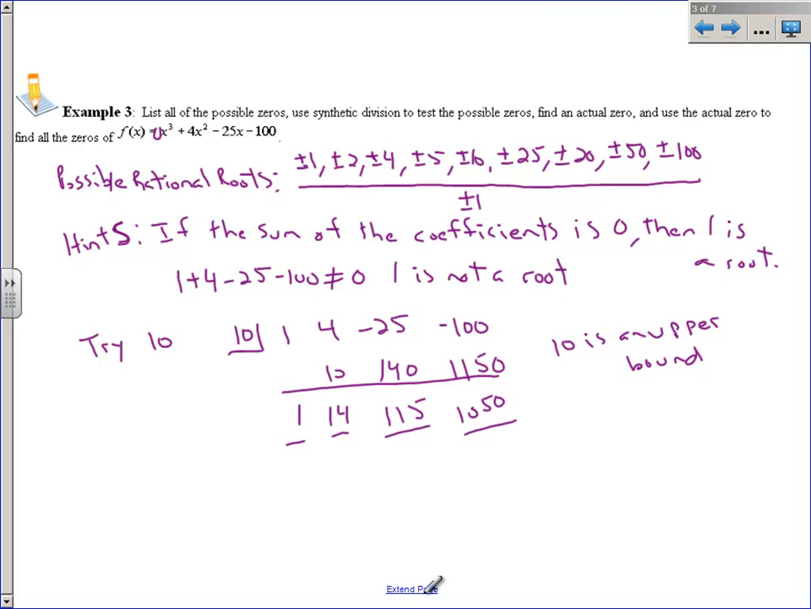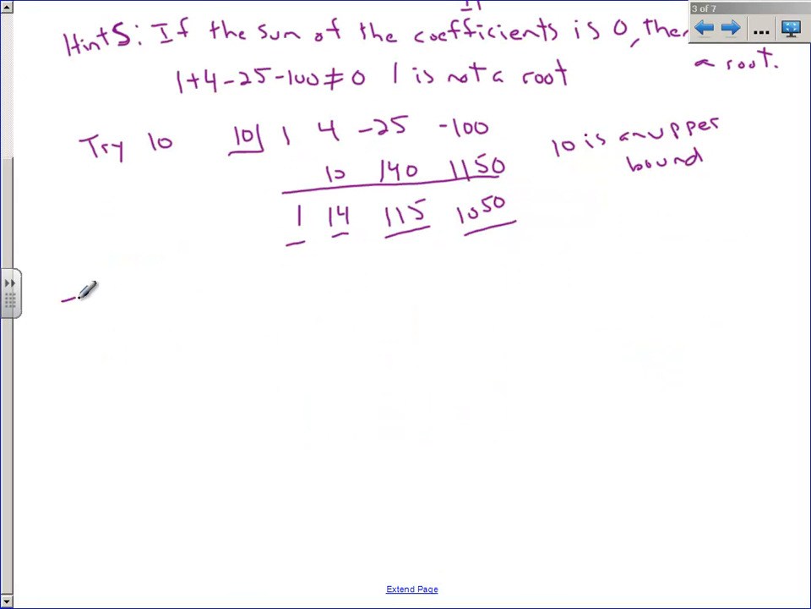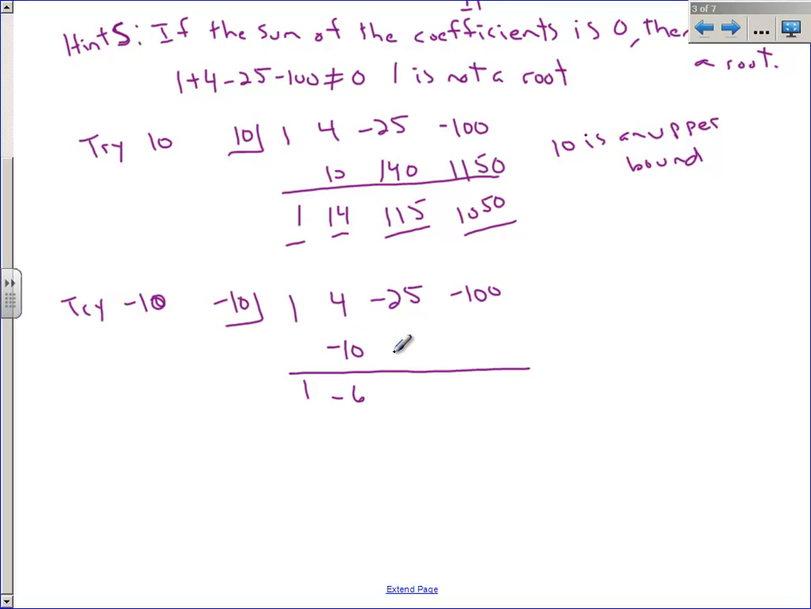All right, I'm going to show you another one, and that is called a lower bound. Let's try negative 10. Now, a lower bound is there's no number smaller than this if the numbers alternate. If when you do your synthetic division they alternate in sign, plus minus or minus plus minus plus, then we found a lower bound. So take a look at this. We try negative 10 with our synthetic division. Drop that down, negative 10, that's negative 6, 60, that's 35, negative 350, negative 450.